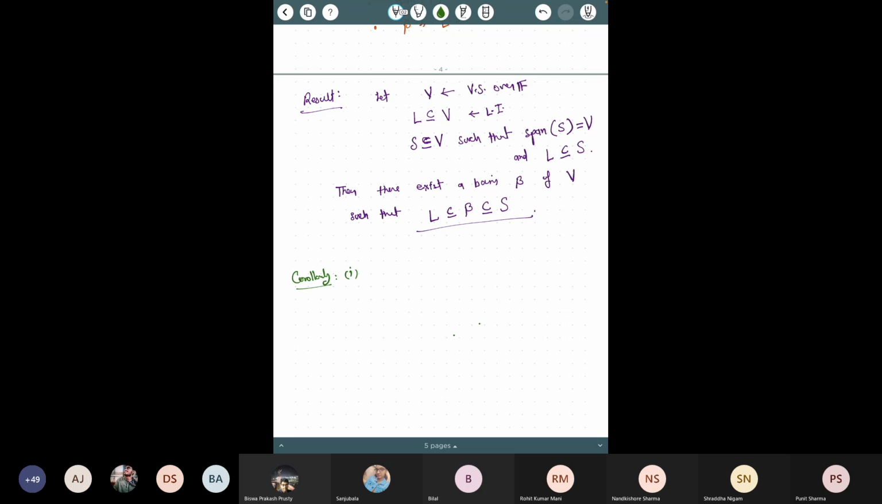Now you have to tell me how to prove this using this result. I'm writing the corollaries of this result. So let's say we have a vector space V over F. Then the first corollary is that there exists a basis of V. Now, can you tell me how to prove this using this result? Can you give me some idea?